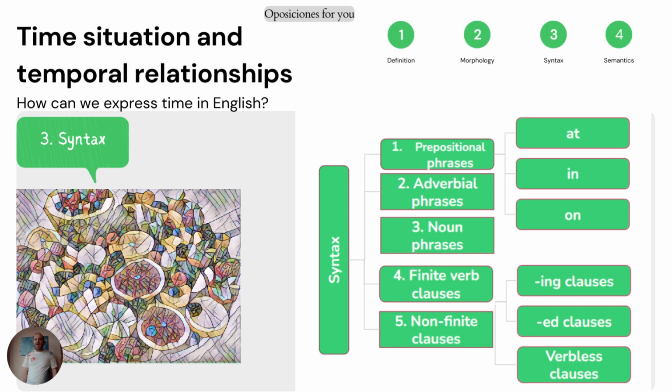Non-finite clauses are those which do not have a tense. There are three main types of non-finite clause. The ing clauses, often introduced by words such as after or when. I will go to the shop after finishing my work. Ed clauses, introduced by words such as once or until. Once published, the author disappeared. Verbless clauses, normally in the form of as something as. She visits me as often as possible.